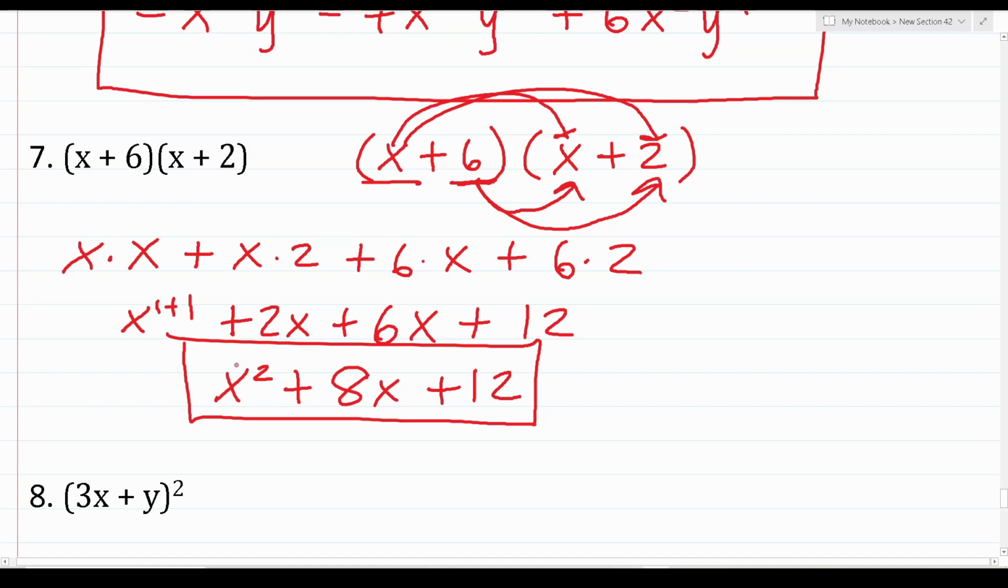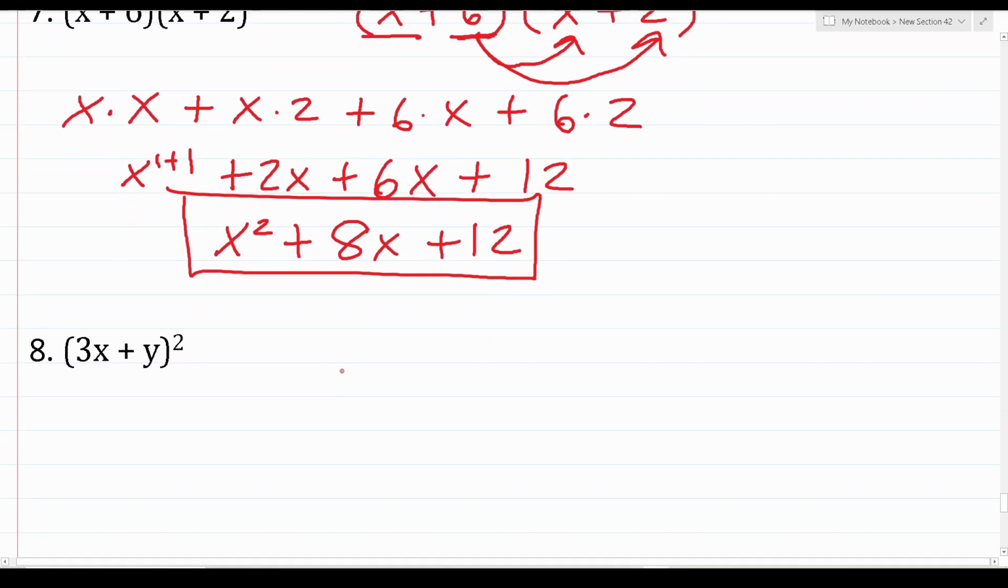All right, so that's that one. And again, you could have pretty much gone right from this to this. And if you keep practicing, you will be able to go from this right to your answer for these.